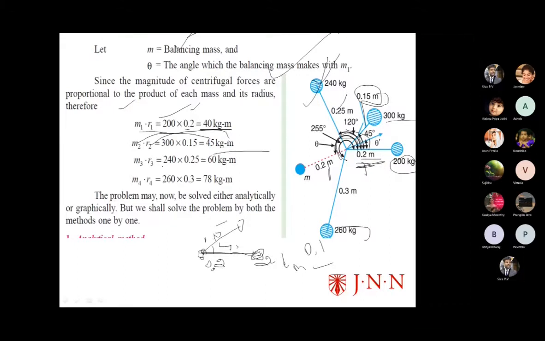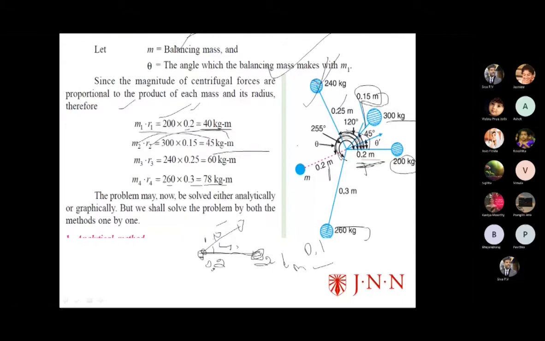So M3 equal to 240 into 0.25, M4 into R4, M4 260, R4 0.3 equal to 78 kilogram meter. The problem, so this problem we may calculate by two methods. First one analytical method and graphical method.